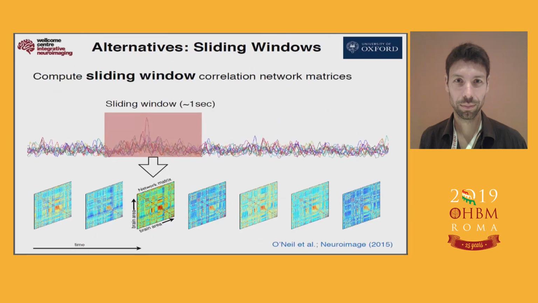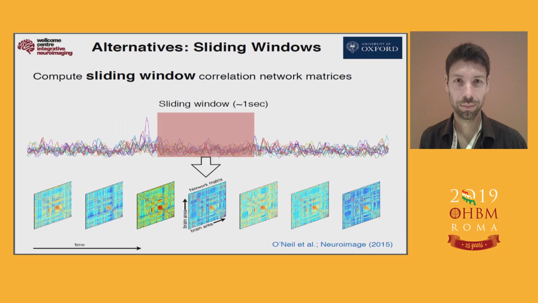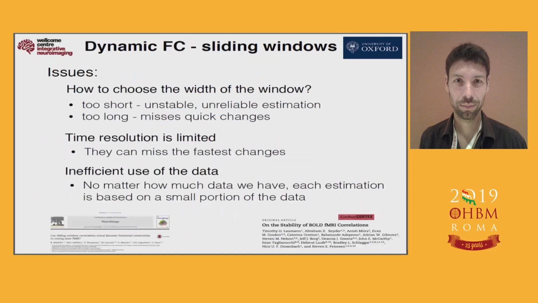So the way people normally look at dynamics in this network activity is by the use of a sliding window. So you basically choose some width of the window, you look at the network activity within that window, then you move the window and you assess this network activity again, and then you have a moving picture of this connectivity. There's a number of issues with this approach.